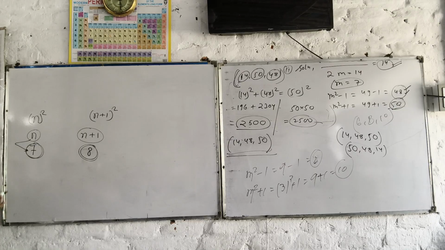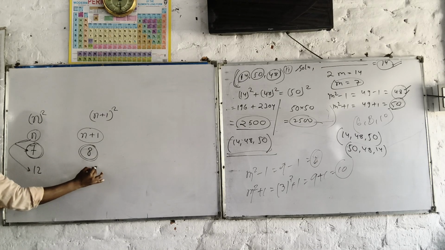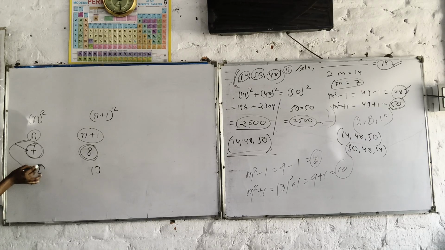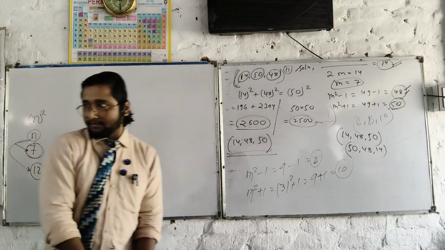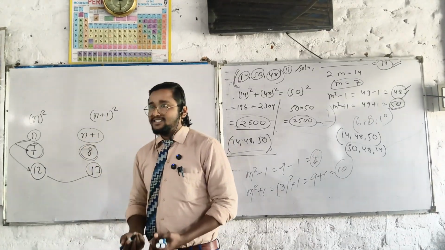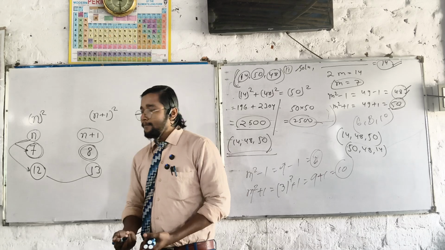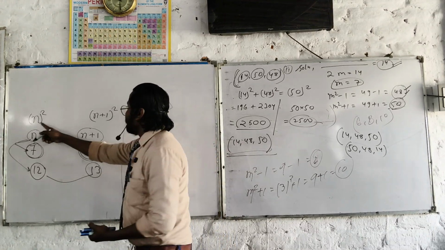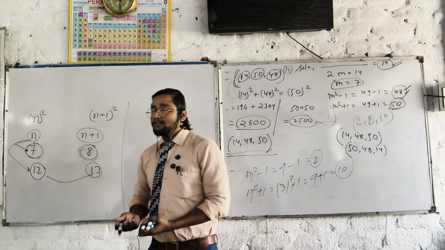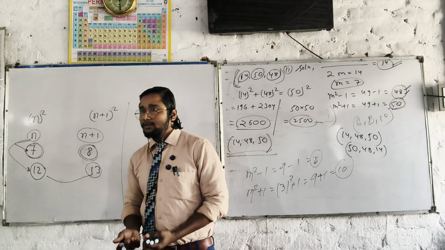For example, if somebody puts the value 12 here, what will it be? 13. Now you tell me, 12 and 13 are called consecutive numbers. Consecutive means what? One after another, just after another. That is called consecutive numbers, right? Let me tell you one more time. When the word is n plus 1, always keep in mind they are called consecutive numbers.